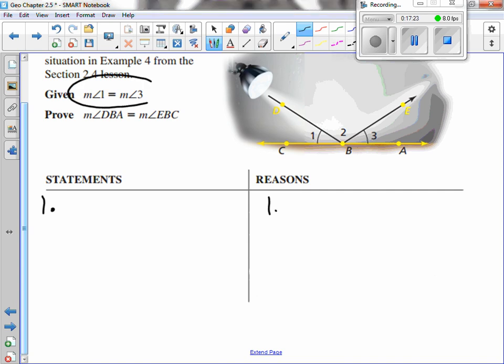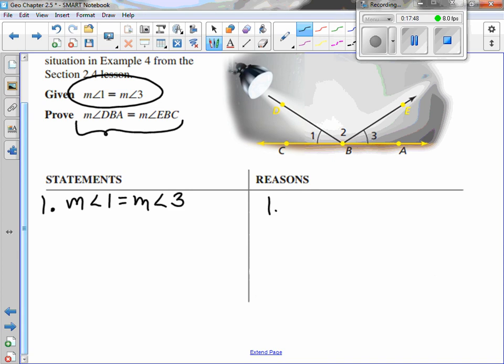Now, with any of these here, we start with what's given. And our last statement should be what we're wanting to prove. We're always going to start with what's given, and we're going to finish with what we're wanting to prove. So what's given? Measure of angle 1 is equal to the measure of angle 3. And why do we know that? It's given. It's shown to us here.